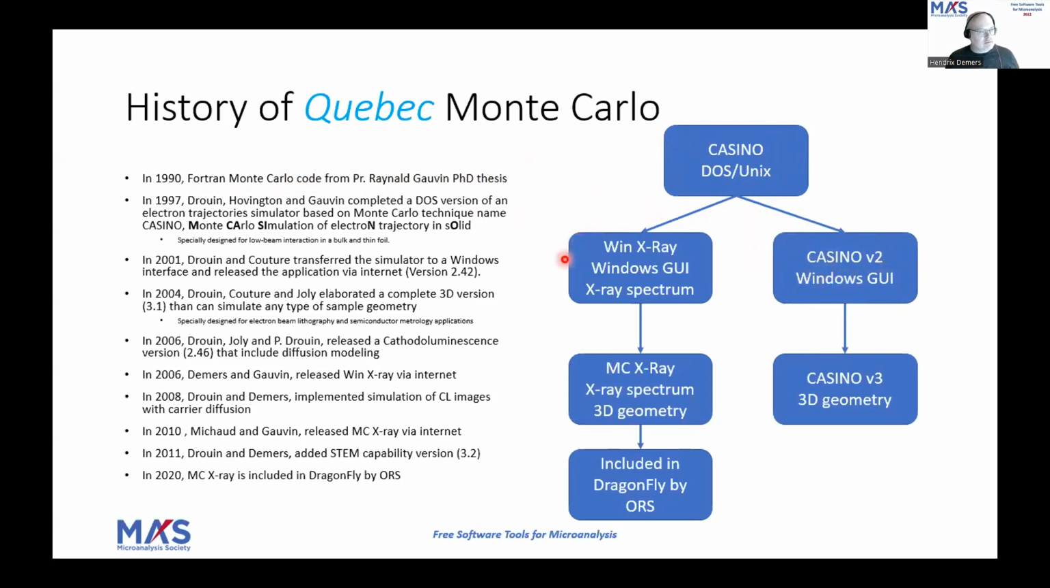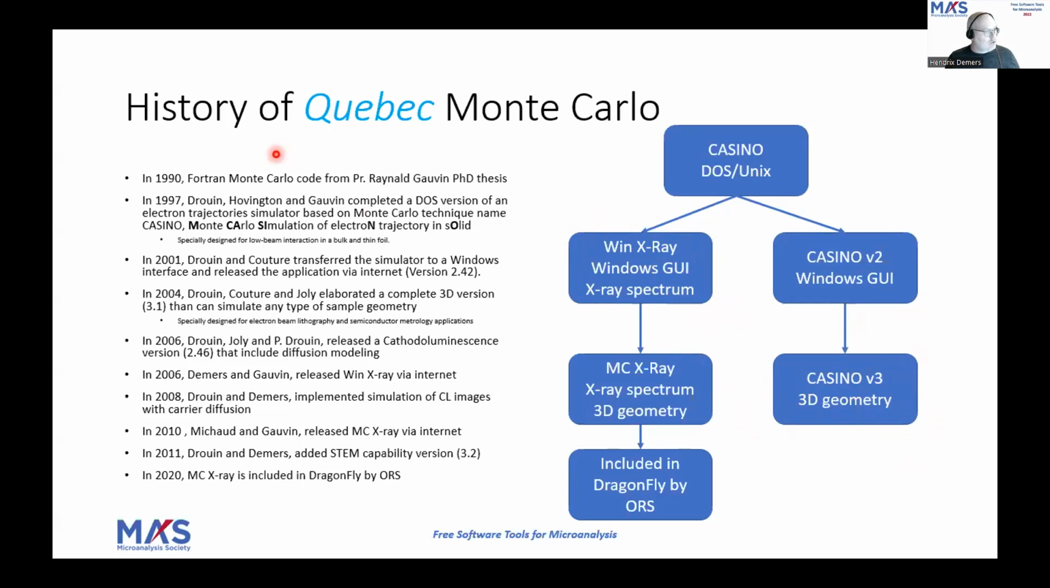And more or less during the same time, when I was doing my master thesis, I developed a similar program called WinXRay. Later, Professor Gauvin, now at the University of Sherbrooke, developed the 3D version of Casino, version 3, which is very powerful to handle 3D samples. The only sad part about Casino 3 is that it doesn't handle X-rays anymore, so the X-ray simulations are not included. So I'm not going to talk too much about that today.